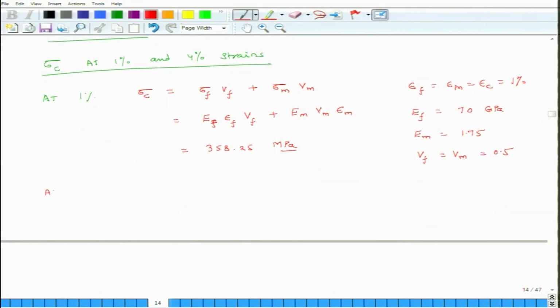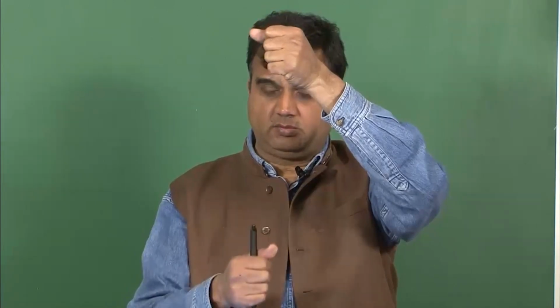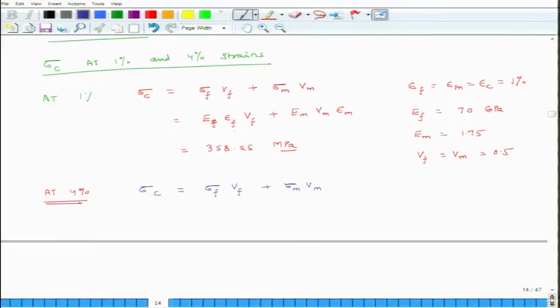Now, let us look at 4% strain. See this relation: sigma C is equal to sigma F Vf plus sigma M Vm. As long as things are not breaking, this relation does not change. As long as nothing has broken, we can always use this relation when we are pulling the composite in the longitudinal direction. This thing, sigma M is equal to Em epsilon, we cannot use unless the material is perfectly linear. It can only be used for linear materials.